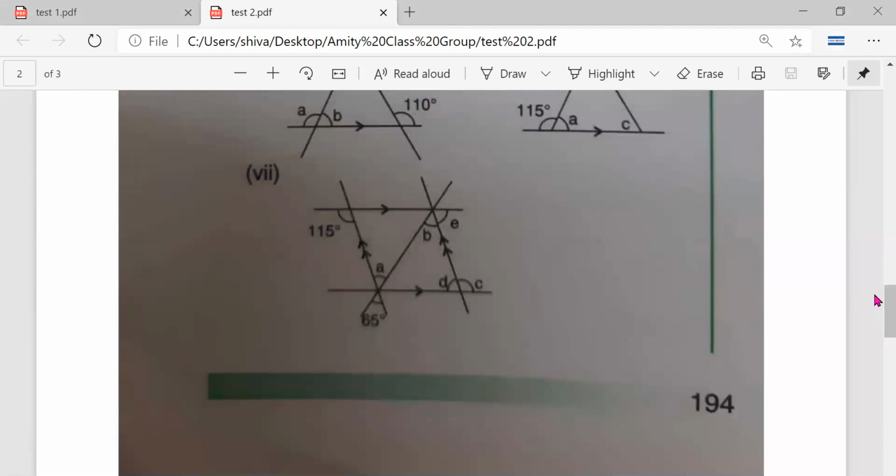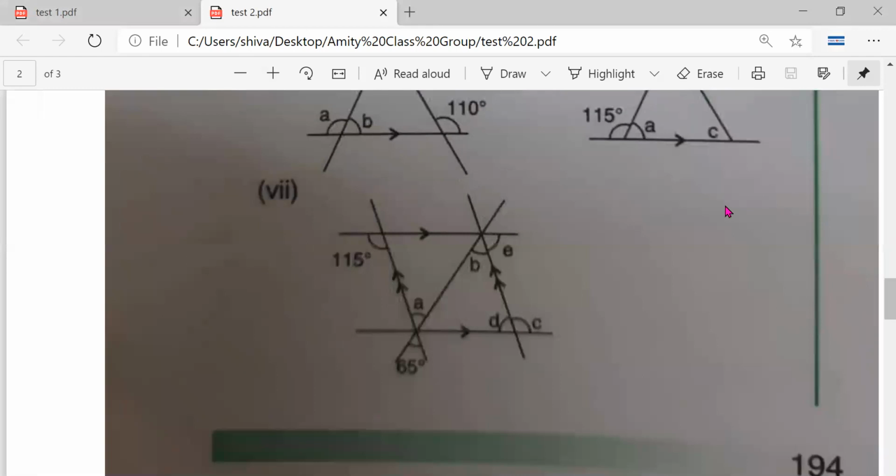Have you done seventh part? No, sir. These are a bit difficult questions. So even if you are not able to do it, not an issue. Just try to understand how they can be done. Mr. Satya, did you do this? No, sir. So the time had ended at that time. Okay. So Mr. Sarthak, this is 65 degree. Therefore, this angle would be 65 degrees. Shabash. So one is done.